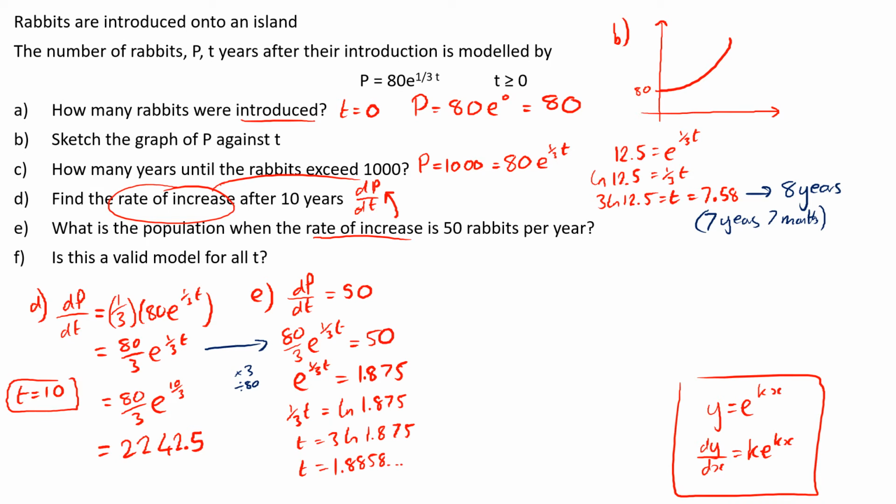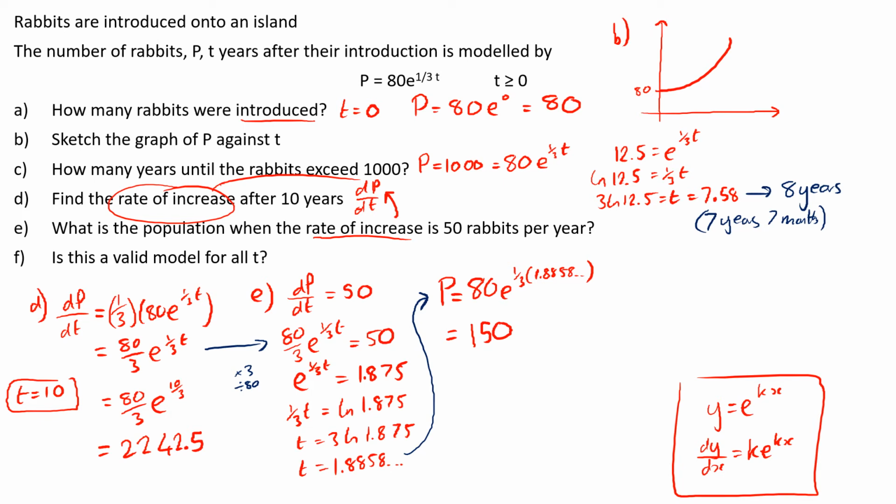Have we answered the question? No, not quite, because it actually wants the population. So we found the time when that happens, and what we need to do is we need to substitute that time into the general formula. So we know p is 80 e to the 1/3 of t, so we need to sub in 1.8858... into that equation. And we'll get with that actually quite a nice number, that the population is 150 rabbits.